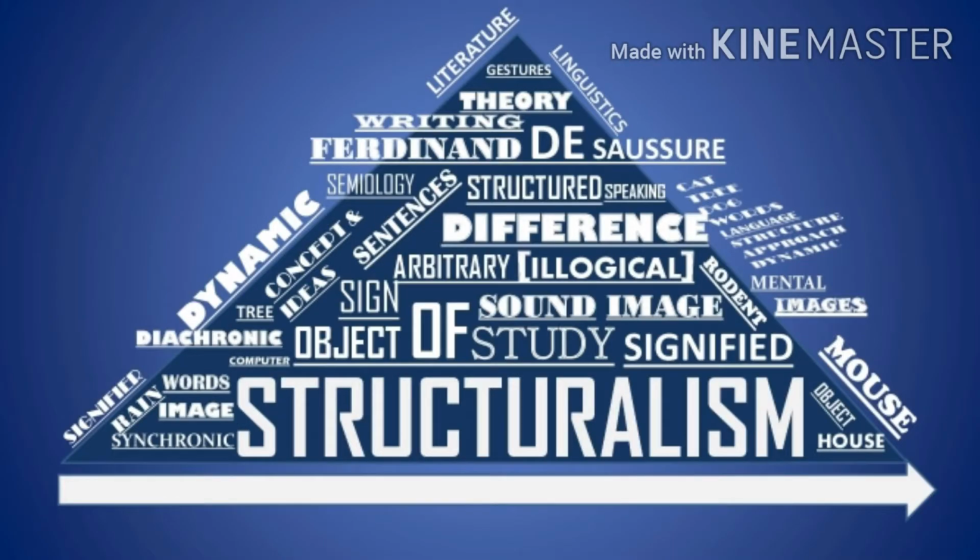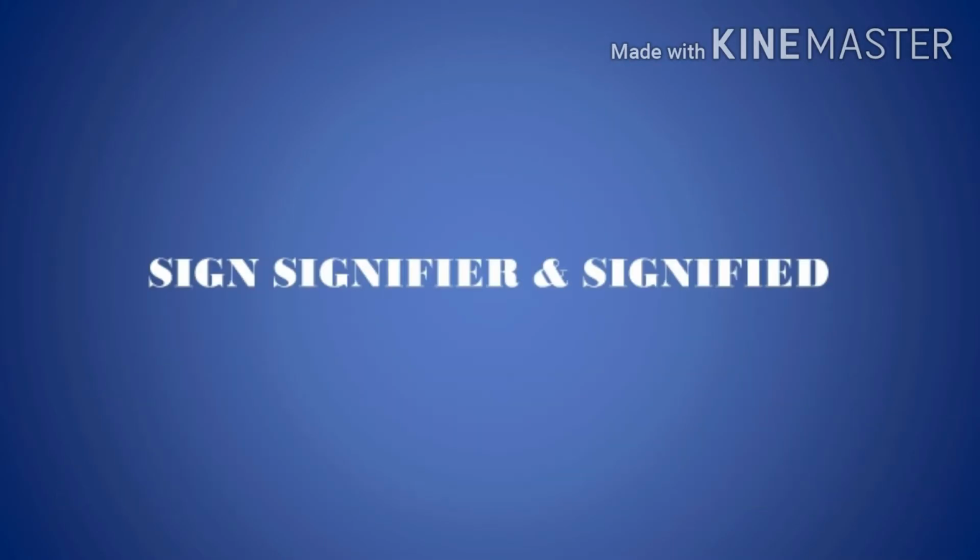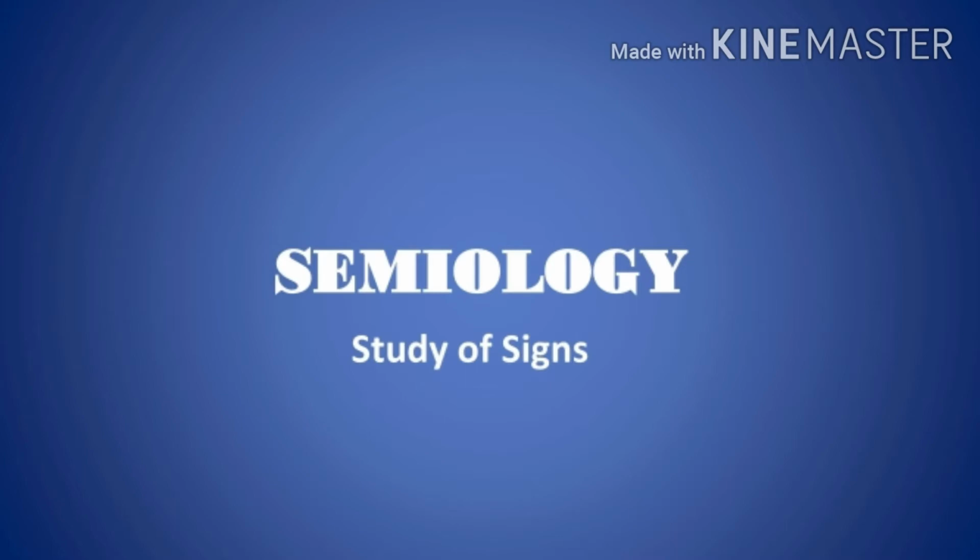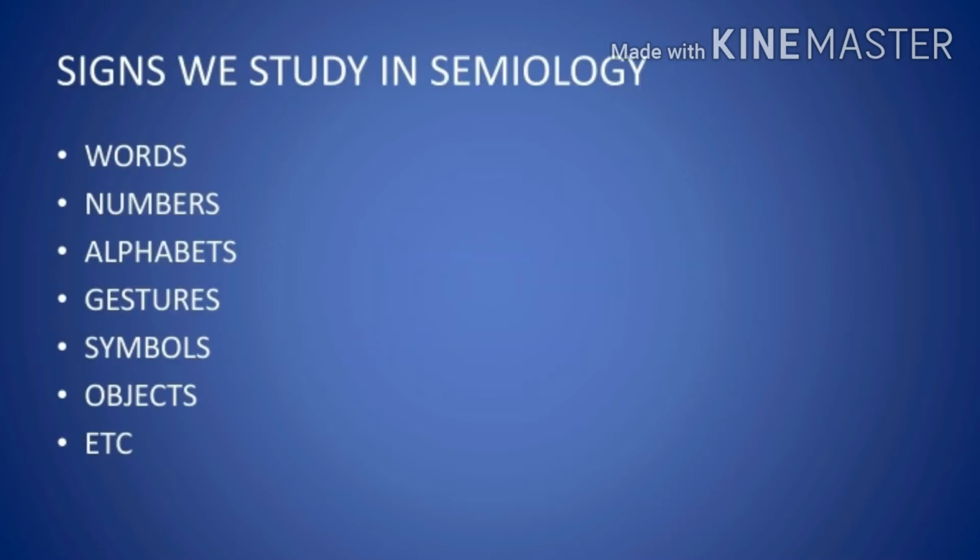In this lecture today, I'm going to talk about sign, signifier and signified. Friends, when we talk about sign, it is evident that we refer to semiology, and semiology is what Saussure says is the object of study in structuralism. So semiology means the study of signs such as words, numbers, alphabets, gestures, symbols, objects, everything that we can see around us or we can hear or we can touch. These are the things that we study in semiology.